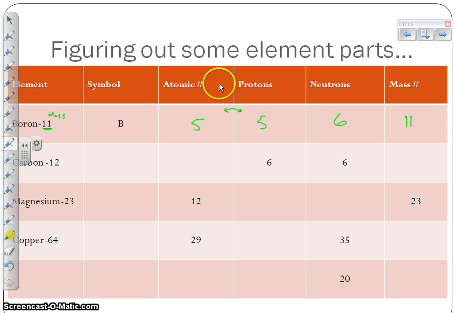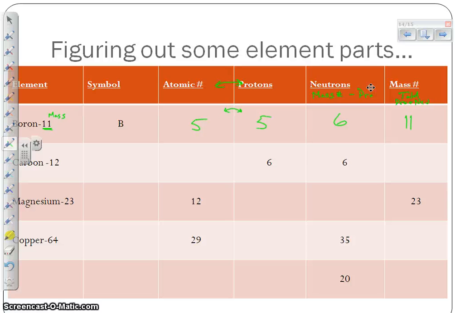So my atomic number and protons are always the same. Mass number is told to me, or the other way is protons plus neutrons. And my neutrons are just mass number minus protons. So what I'd like you to take a second to do is pause it, see if you can fill in the rest of it, and I'll give you some answers in just a second. But pause it, seriously, and do it.